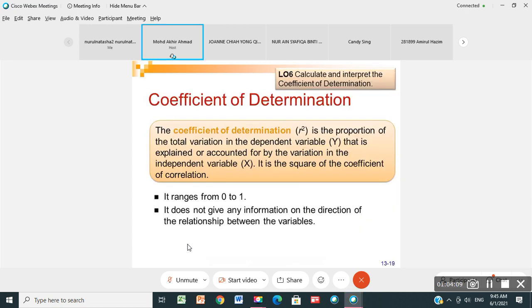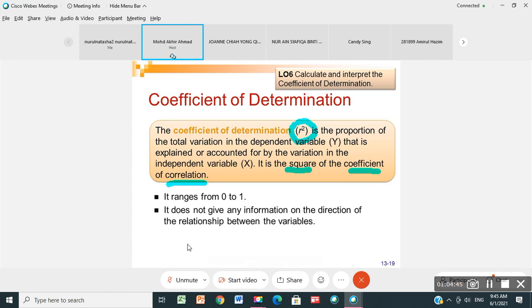Okay, the next, we learn about coefficient of determination. So they call R square. R power of 2 equals coefficient of determination. What is this? This is the proportion of total variation in the dependent variable y that is explained or accounted for by the variation in the independent variable x. This one they call the square of the r value.